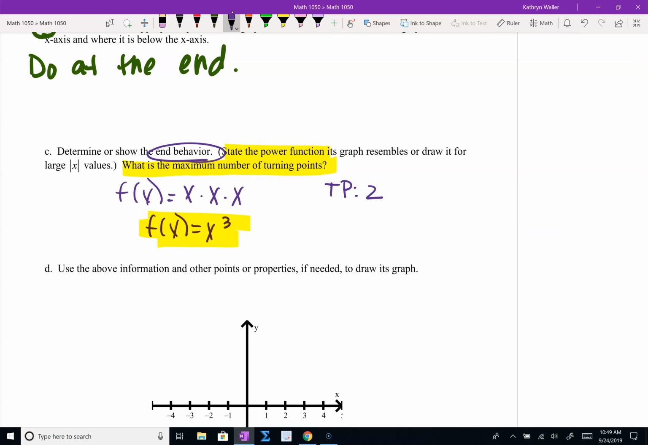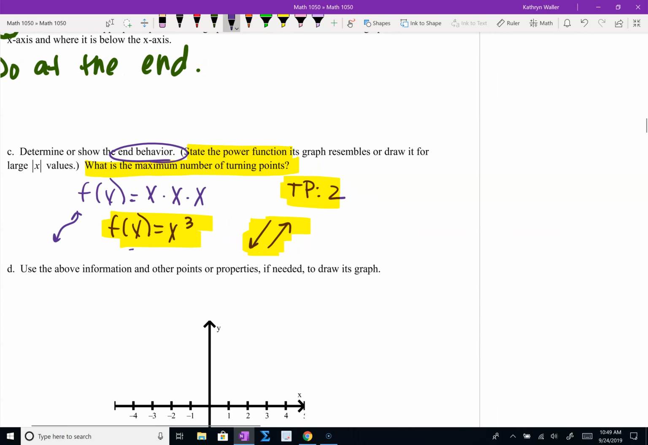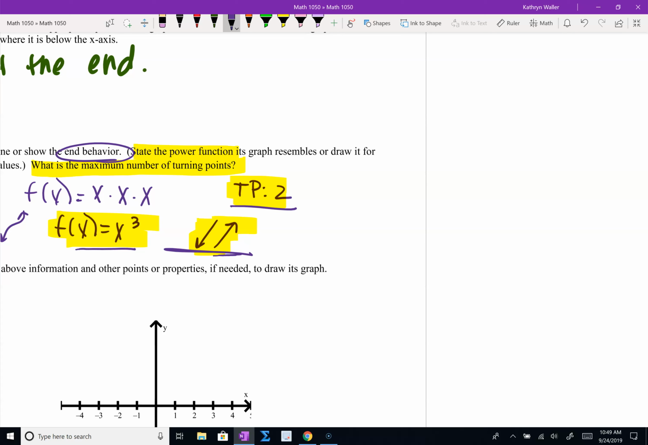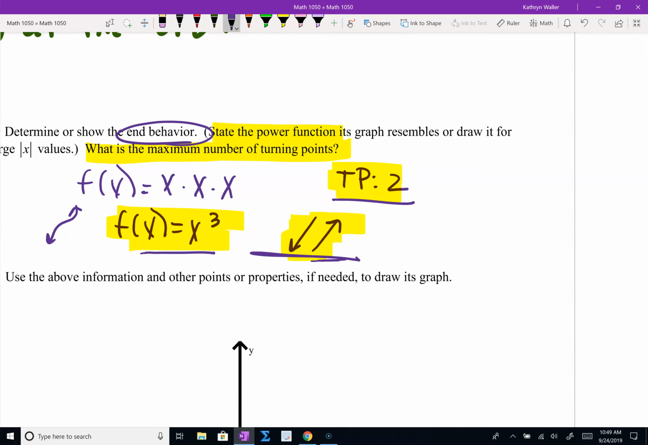Now they also want the end behavior, so they also want the arrows. It's going to be a cubic like that, and I don't have any reflections. So my arrows are left down and right up. So you really have 3 answers on that problem: this power function right here, the maximum number of turning points, and your end behavior. Yes, honey? How do you get that there are 2 turning points? You take the biggest exponent, which is a 3, and subtract 1. It's always what you do.